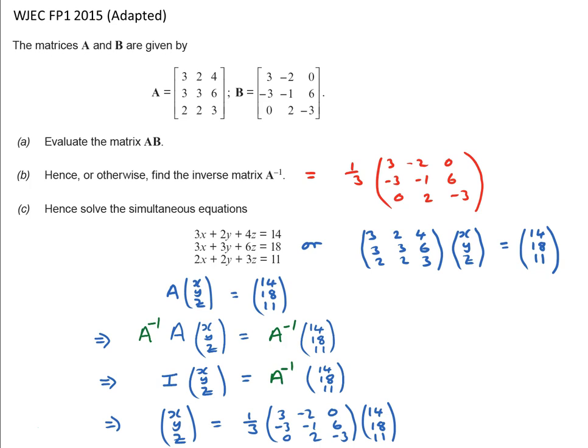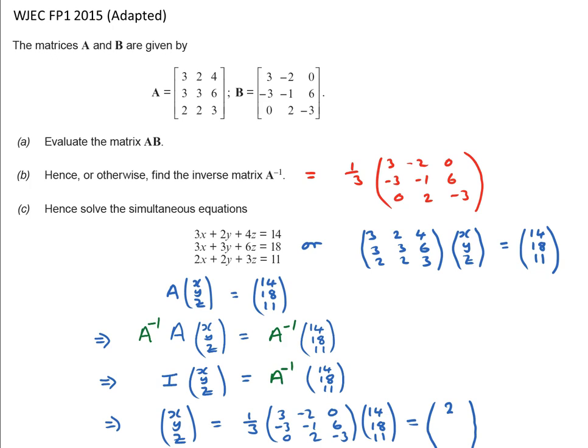We know that A inverse is a third of 3, minus 2, 0, minus 3, minus 1, 6, 0, 2, minus 3. And we have to multiply this by 14, 18, 11. Again, this is just basic matrix multiplication. 3 times 14 is 42, add minus 2 times 18 is minus 36, add 0 times 11 is 0, so that's 42, add minus 36, add 0, which is 6, but I only want a third of that, so that's going to be 2.